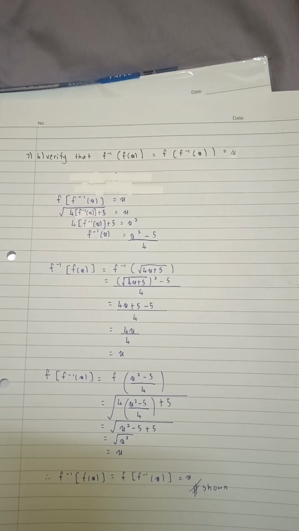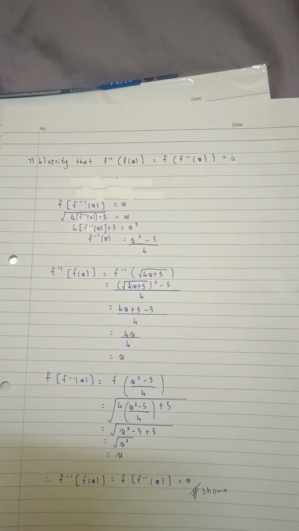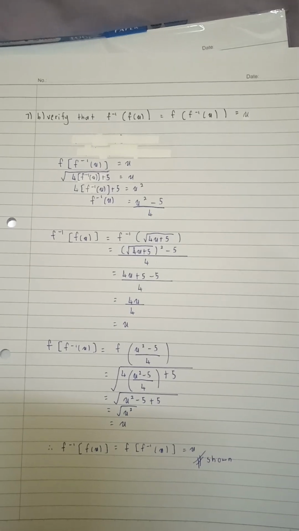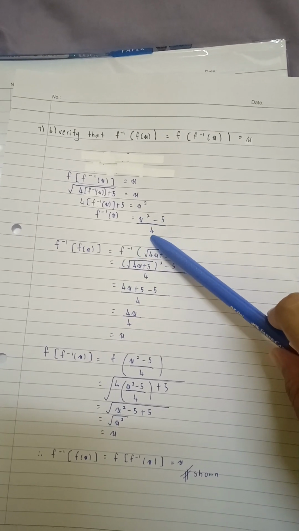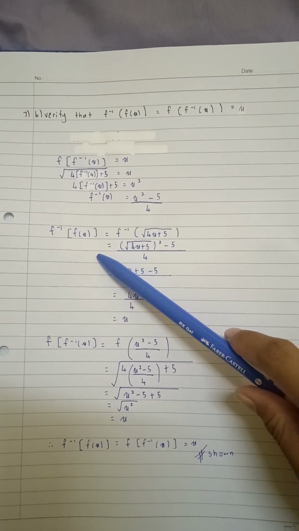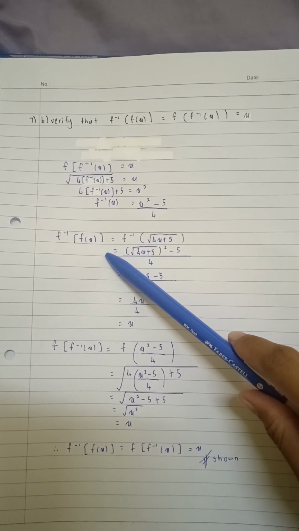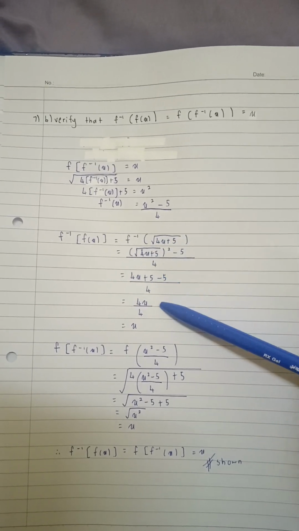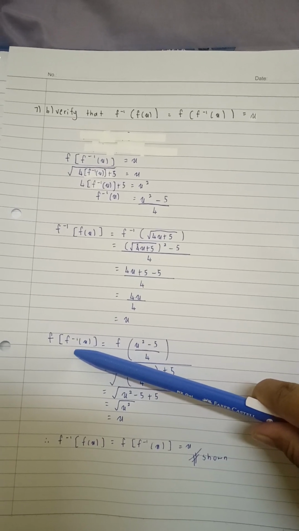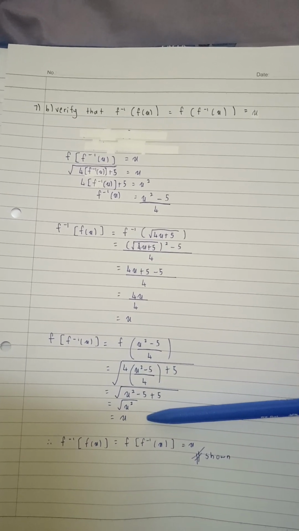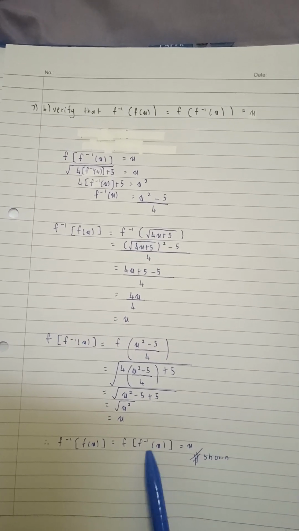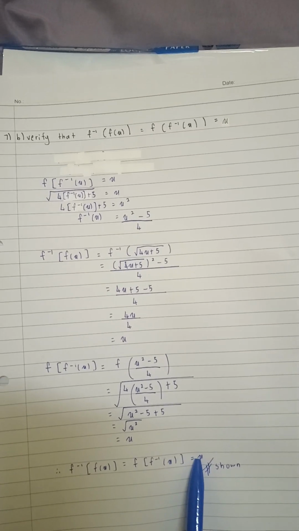So today, for question 7b, they want us to verify that f inverse composite of f(x) equals f composite of f inverse equals x. So first, we have to find the f inverse, and this is the answer. And then we find the f inverse composite of f(x), and we get x. And then we also do the same for f composite of f inverse, and we also get x. Therefore, f inverse composite of f(x) equals f composite of f inverse equals x.